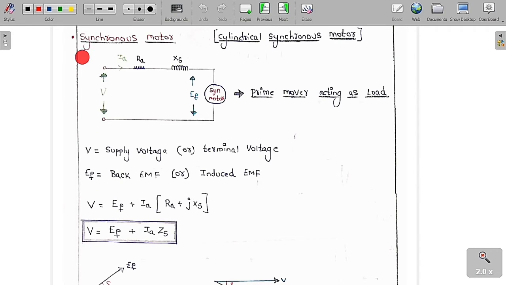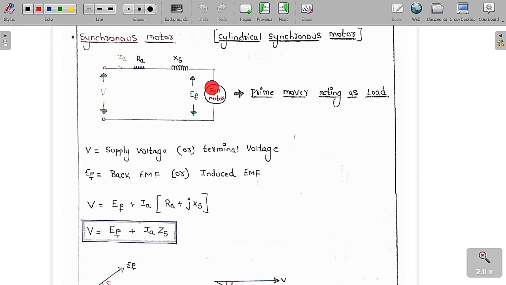So now we will further move into the analysis of the synchronous motor, especially the cylindrical synchronous motor. Whenever the rotor is cylindrical or circular in shape, then only we are going to do this analysis.